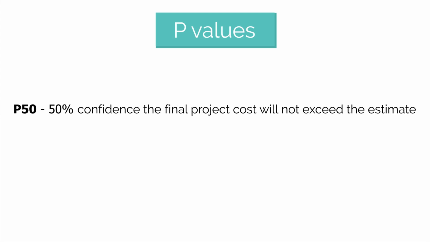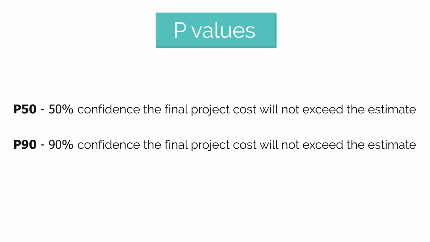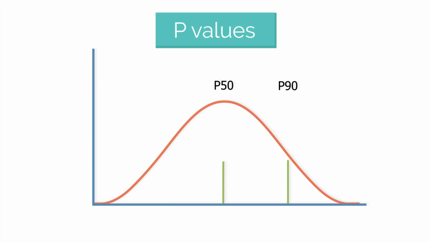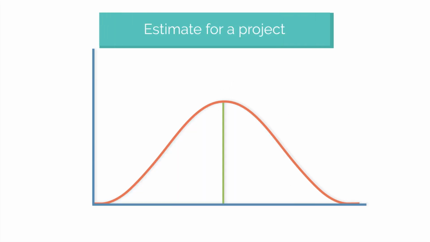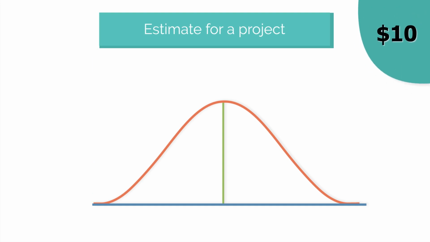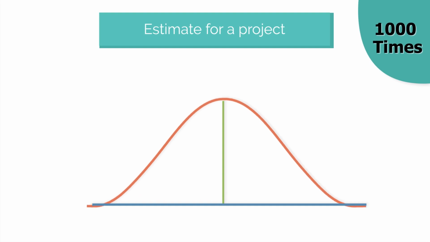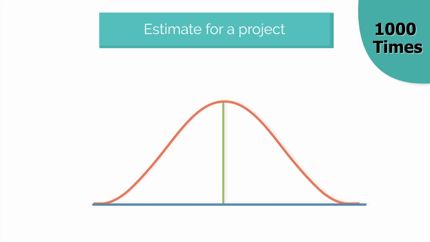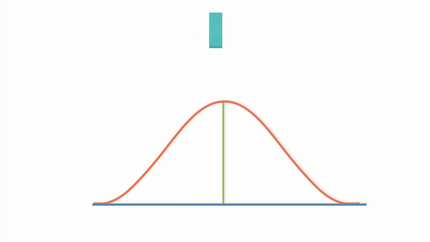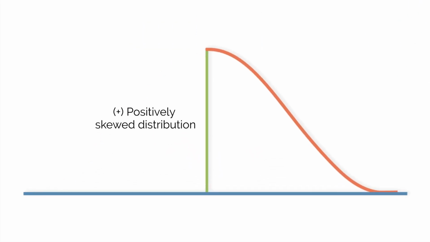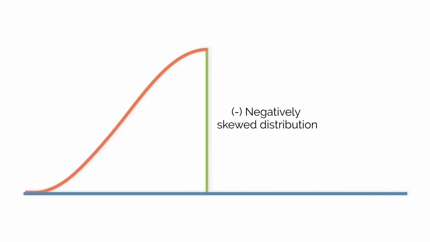P-values, such as a P50 or a P90, are determined via probabilistic analysis and give a level of confidence to an estimate. Let's say you prepare an estimate for a project and you estimate $10. If you were to carry out this project 1,000 times, there will be a distributed curve around this. This could be a normal distribution. However, the reality is that projects often come in over budget, skewing the results.